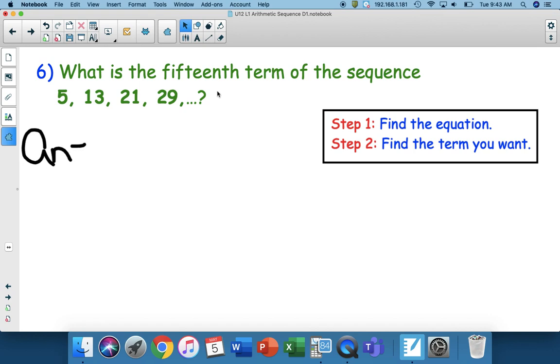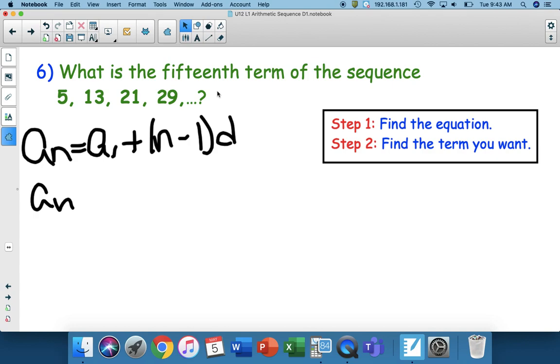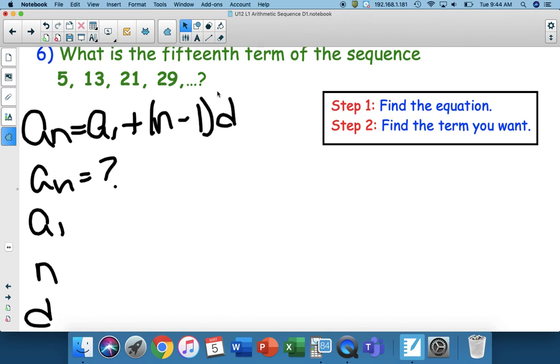So an equals a1 plus n minus 1 times d. Now that we have everything we're looking for, let's plug in everything here. We're plugging in an, a1, n, and d. An is the only one that we can't plug in because that's what we're looking for. That's our answer. So we're not going to be plugging in an. A1, that's our first term. Our first term is 5.